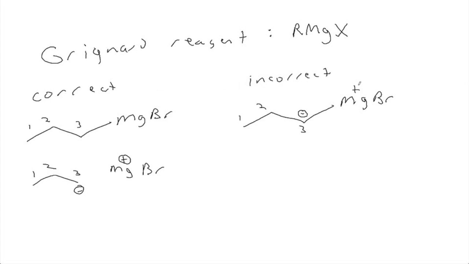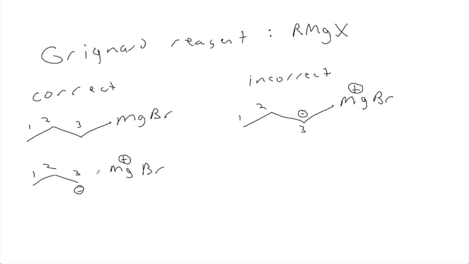This would be incorrect because you can't. So notice in this picture, are we treating the bond between 3 and the magnesium as ionic or covalent? Covalent. How can you tell? Well, these lines always mean covalent. Lines like this always mean covalent bonds.